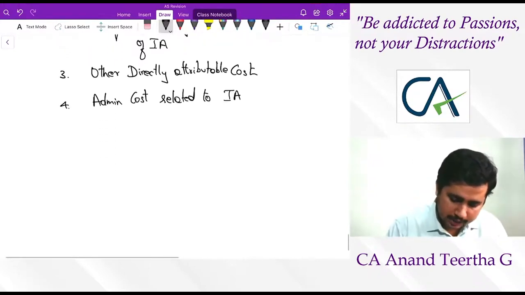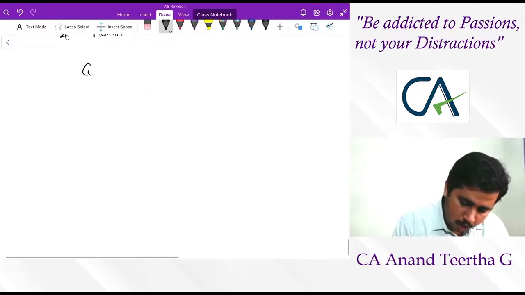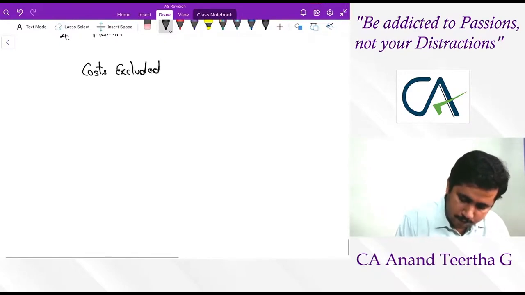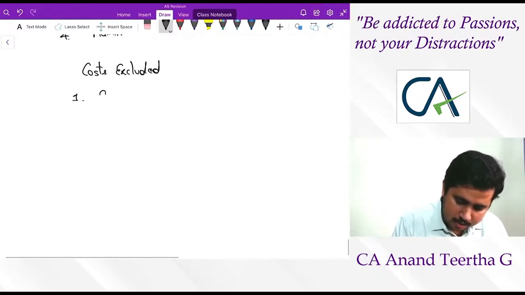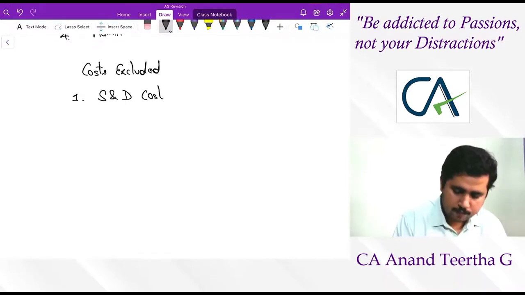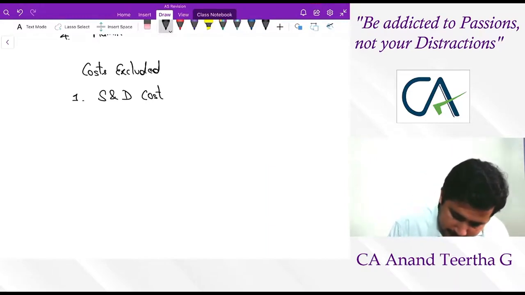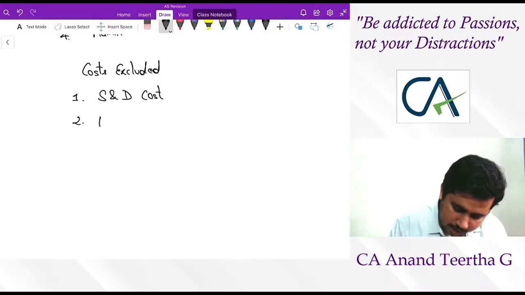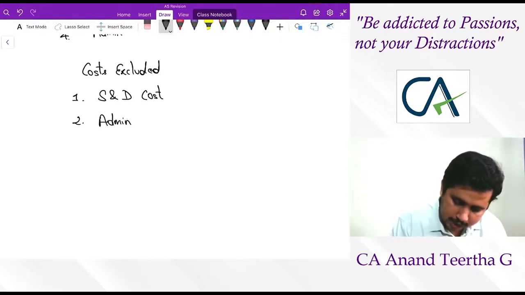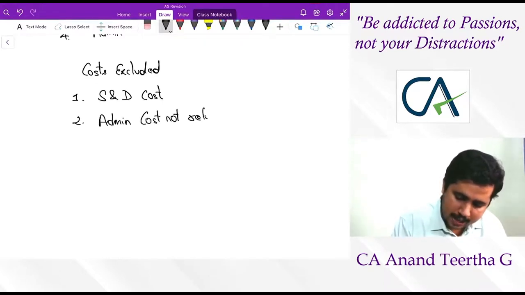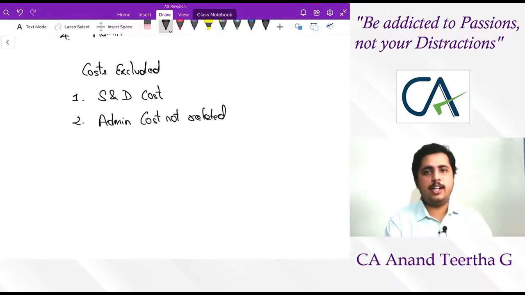What are the costs excluded now? Costs that are excluded. First, selling and distribution costs are always excluded. Okay, selling and distribution costs are always excluded. Second, admin cost not related to the intangible asset. Say for example, salary of a chartered accountant for creating a software, no, doesn't matter.